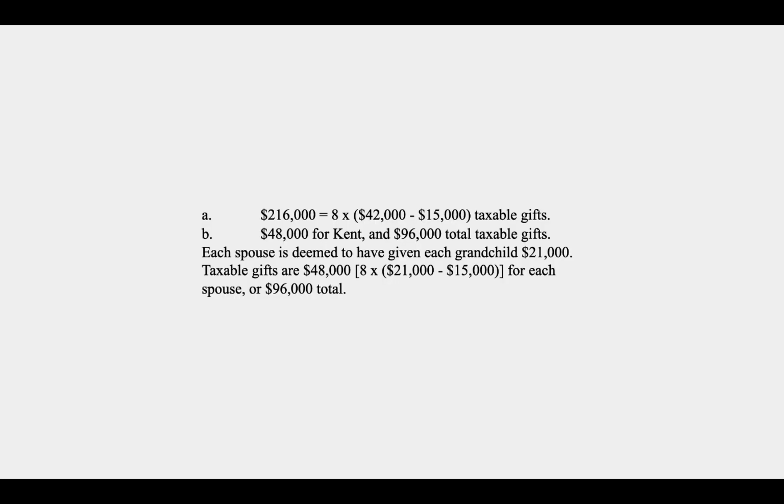All right, so here, each spouse is deemed to have given each grandchild $21,000, and the taxable gifts are $48,000 for each spouse. So they gave $21,000, they got to exclude $15,000 of that. They did that 8 times. So each spouse made $48,000 of taxable gifts. When I add those together, they made $96,000 total taxable gifts. So you can see it's a big savings if we elect gift splitting.